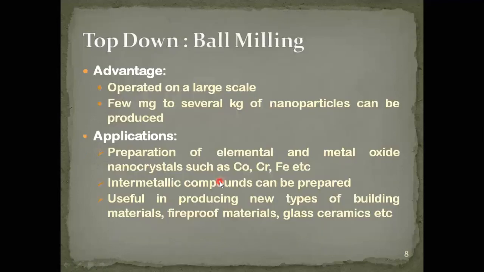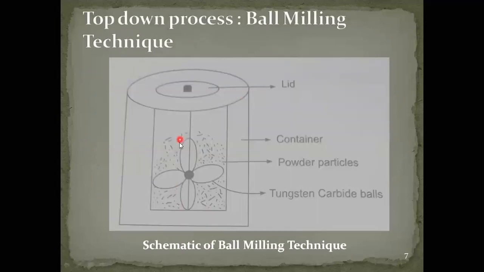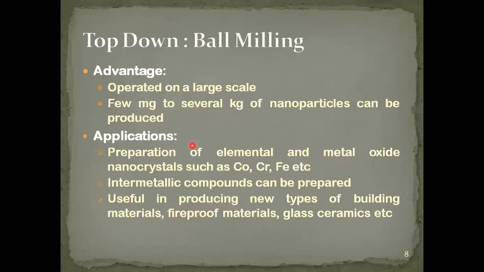So what is the advantage? We have already discussed: it can be operated on a large scale, from several milligrams to several kgs, depending upon the type of the container, to produce the nanoparticles. But the main disadvantage, as we have already discussed, is that we are not able to control the size of the nanoparticles. If you fix the grain size at, say, 60 nanometers, it may not be exactly 60 nanometers. Depending upon the time, it may be 65 nanometers, and all the grains need not be of the same grain size. So we are unable to control the size of the nanoparticles.